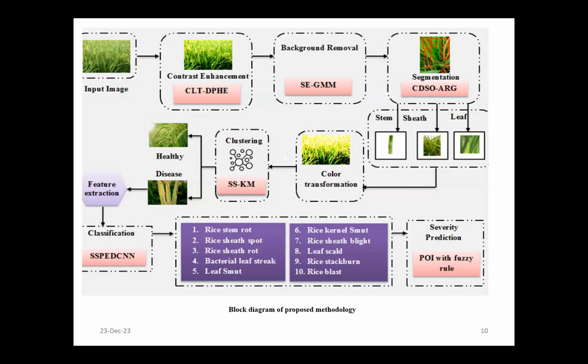Then we will try to find out the feature extraction by using some classification method. In this feature extraction, we will try to find out which kind of disease the plant is having. As I have told you earlier, we are trying to find out 10 diseases in the rice plants. And finally, we will do the severity prediction, with the fuzzy rules.